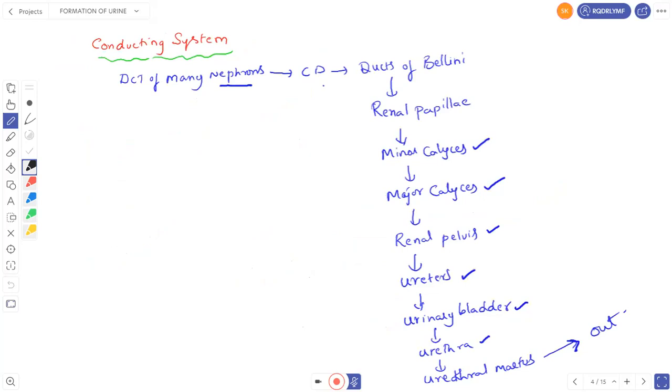Now let us see the conducting system. Conducting system means from where to where the primary urine or renal filtrate is flowing. Okay. So we see here the distal convoluted tubules of many nephrons open into the collecting duct. All the collecting ducts open into ducts of Bellini. Duct of Bellini opens into renal papillae. Renal papillae into minor calyces. Minor calyces into major calyces. Major calyces into renal pelvis. Renal pelvis into ureter. Ureter opens into urinary bladder, and urinary bladder opens into urethra, and urethra opens outside through urethral meatus. In the previous diagram, you have seen all these parts, right?